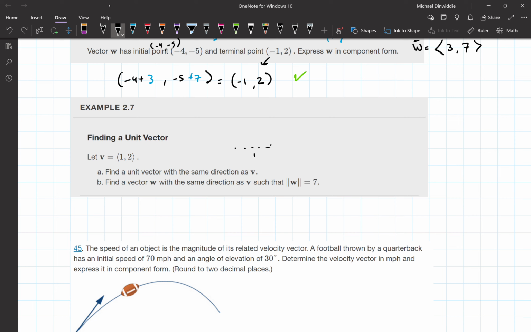So there's 1, 2, there's v. So it says find a unit vector with the same direction as v. And we haven't covered unit vectors very much, so let's just very quickly go over them.